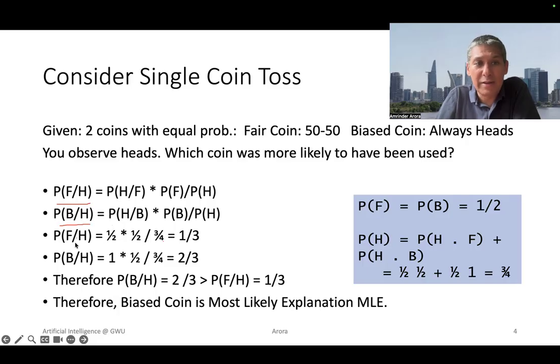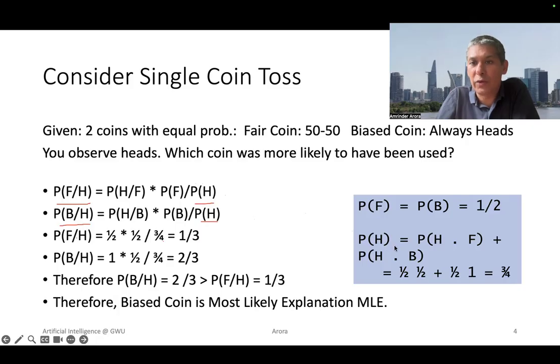So let's calculate it. What's the probability of fair given heads? That's equal to probability of heads given fair, that's half. What's the probability of fair coin? That's half, because these two coins could have been used with equal probability each. And for probability of H, we have to compute it, and we need it for both of these expressions. So let's compute it separately.